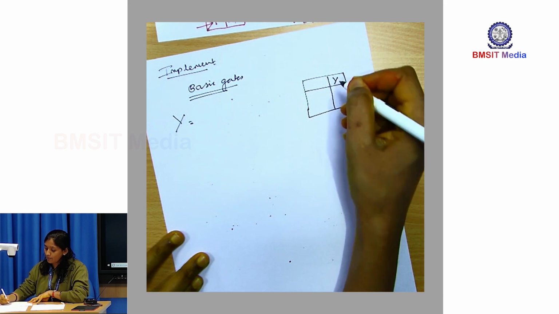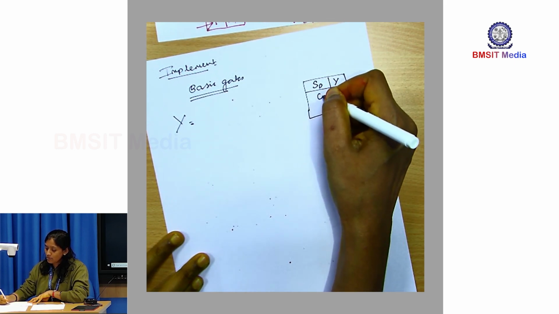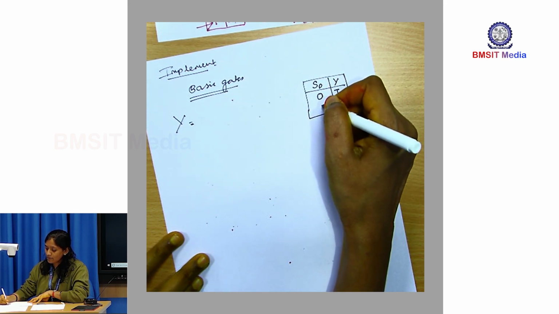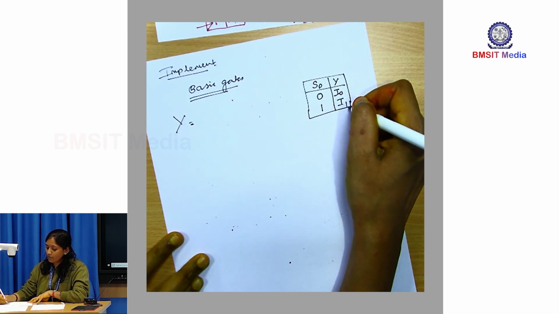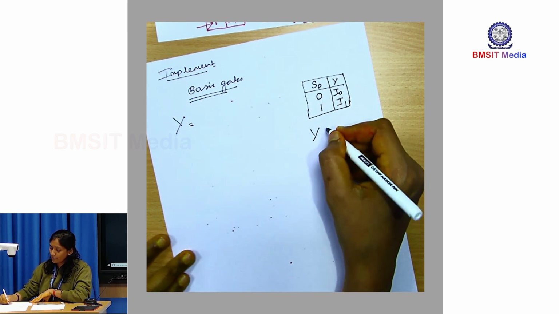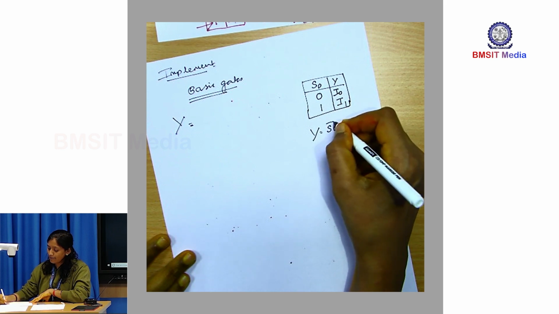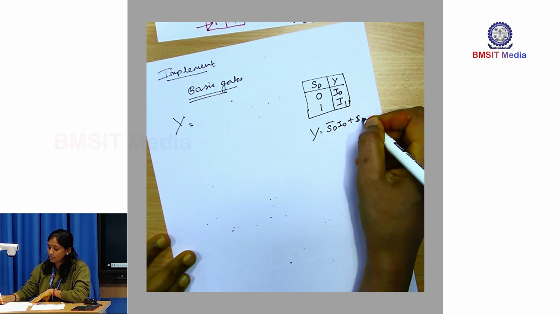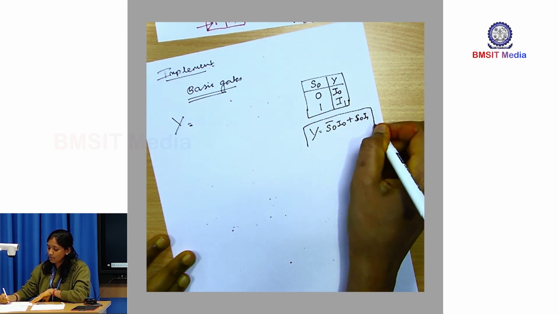So, this is my output y, this is my select line S naught. Whenever S naught is 0, transmit the information I naught. Whenever S naught is 1, transmit the information I1. From this, let us write the expression for y. y is S naught bar into I naught plus S naught into I1. So, this is the expression for your y.